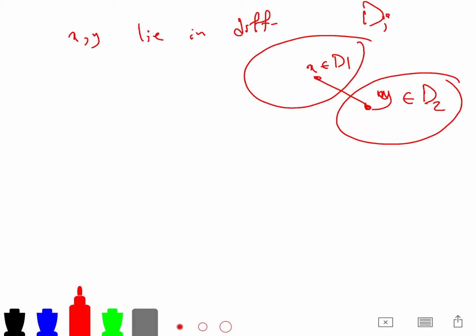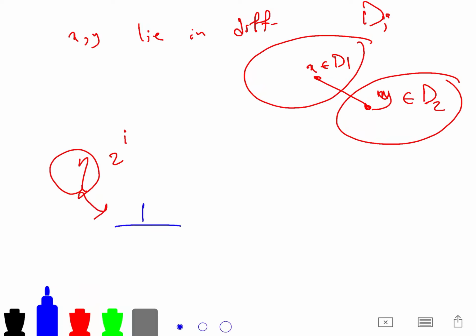And another good event is that the distance from X to any other component is at least eta 2 to the I, where eta is 1 over order of root log k. And the same for Y, of course.